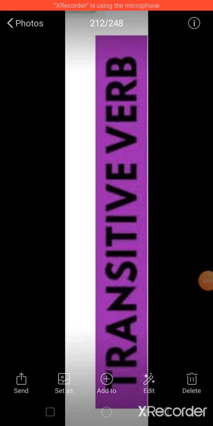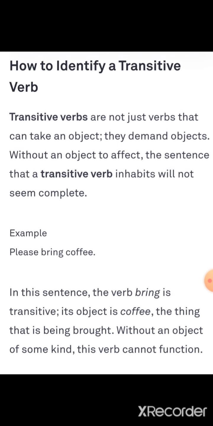Students, in this lecture we will study in detail how to identify a transitive verb and also about the different objects which are present in transitive verbs. Okay, so let's start. Now, transitive verbs are not just verbs that can take an object, they demand an object. Without an object to affect, the sentence that a transitive verb inhabits will not seem complete.